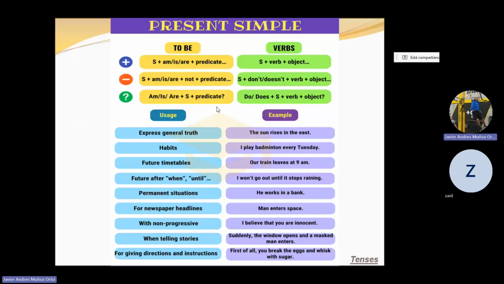For negative sentences, we remember that in simple present tense we use an auxiliary verb, do not or does not. The same happens for questions, right? Do or does. The difference is in the location, because we needed an auxiliary verb: do for I, we, you, they, and does for he, she, it, for negative sentences and questions. So for negative sentences, the auxiliary verb includes the negative form, right?